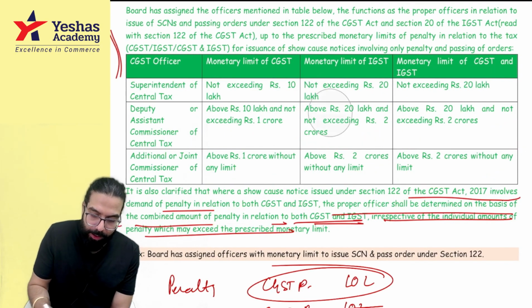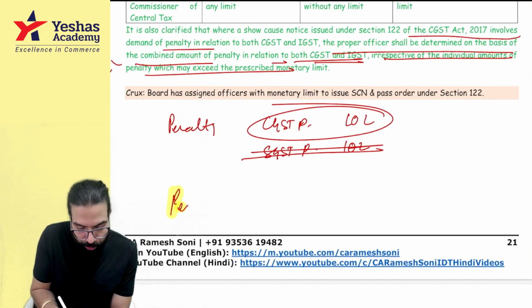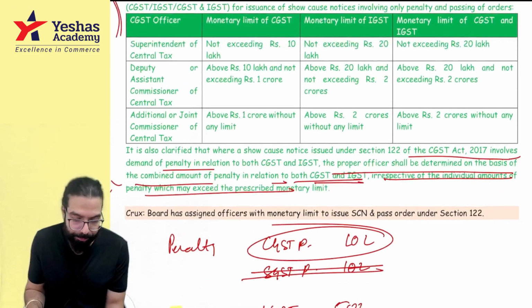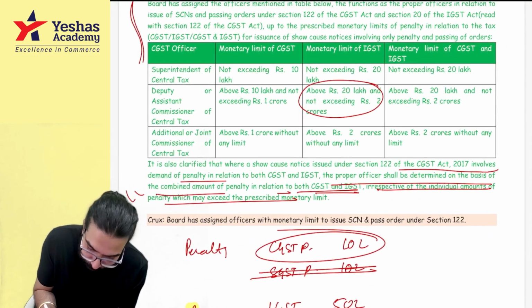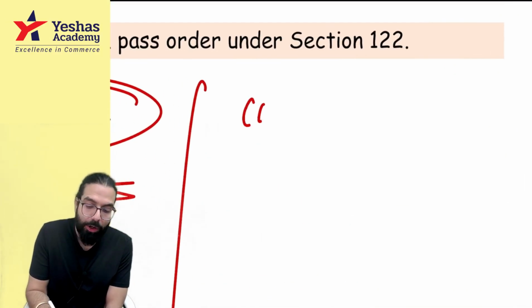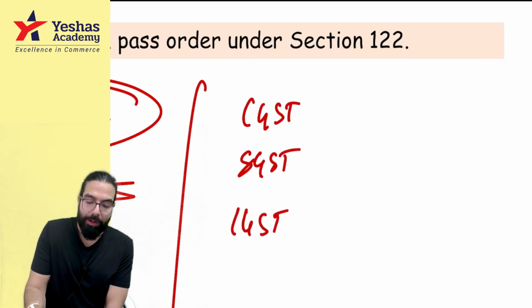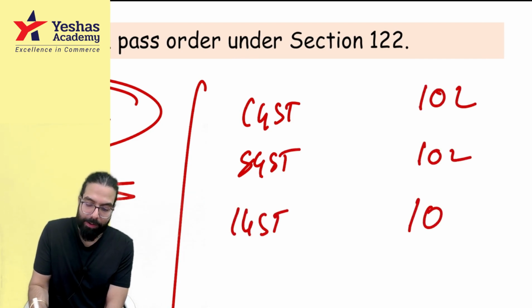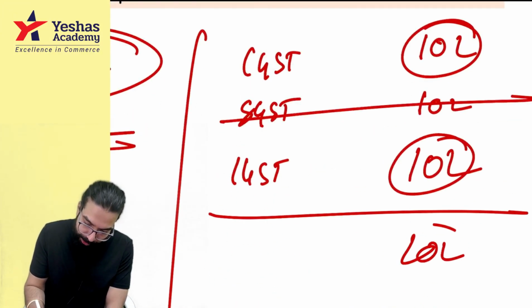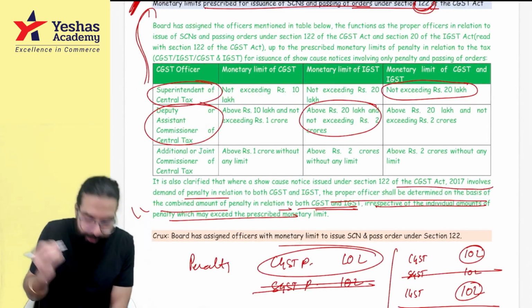Suppose a penalty order was issued under the IGST Act, 50 lakh rupees. Which officer? IGST Act, 50 lakh, deputy or assistant commissioner. For example, I did one fraud, penalty order under CGST penalty, SGST penalty, IGST penalty, 10 lakh, 10 lakh, 10 lakh. Don't see SGST, see CGST and IGST put together, which is 20. Not exceeding 20, superintendent. That's all.